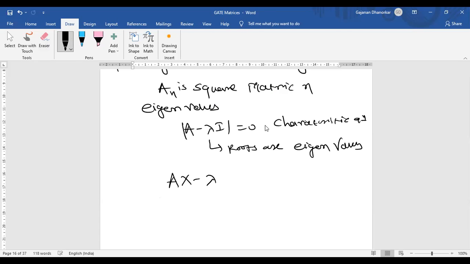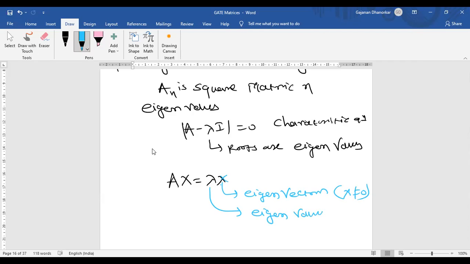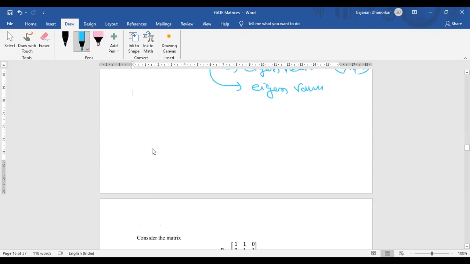Ax is equal to lambda x, and this x is called eigenvector. Keep in mind this x should not be 0. Then this lambda is called eigenvalue. Again, here I will use some properties of this eigenvalue. This is important. All properties.